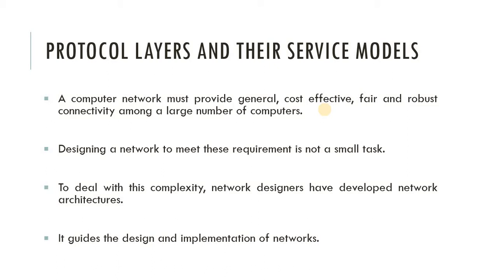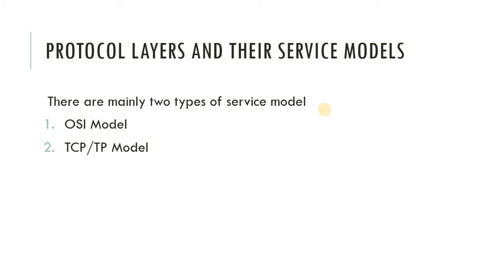So to deal with that complexity, the designers have developed a network architecture. It is called the reference model, and by using that model we can implement our own network architecture. That is called the protocol layers and their service models. What that model does is guide the design and implementation of the network. It says how we can implement our network. It provides some reference, and based on that we can implement our networks. There are mainly two types of service model, which are the OSI model and the TCP/IP model.